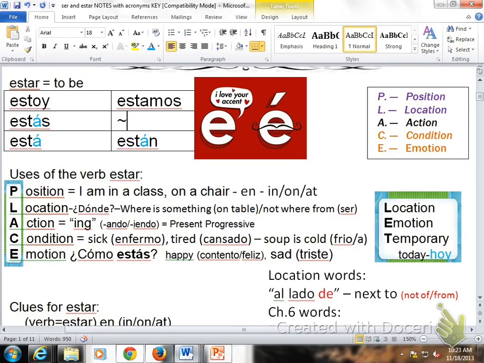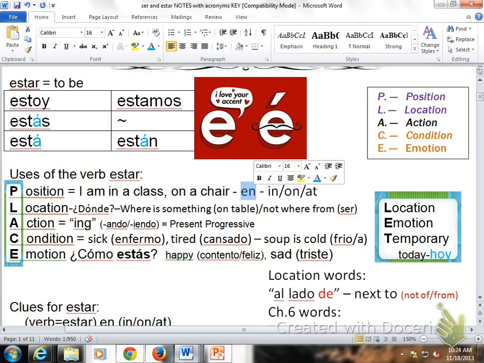Okay. Some of the uses, you can go ahead and look at the acronym. I made it shorter up here on this part. I made it a little bit more explanation over here underneath. Position is basically I am in class. I'm on a chair. Anytime you see the word en, in, on, or at, what does that signal to you?